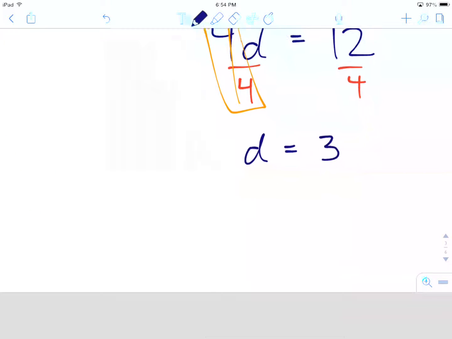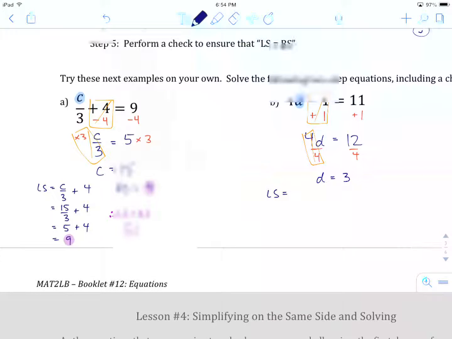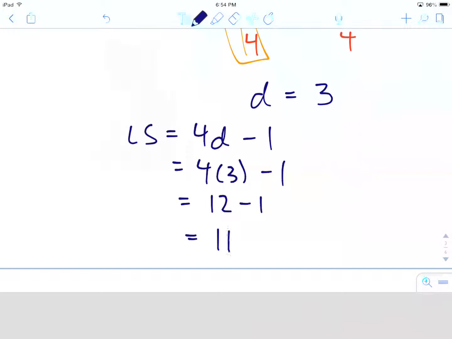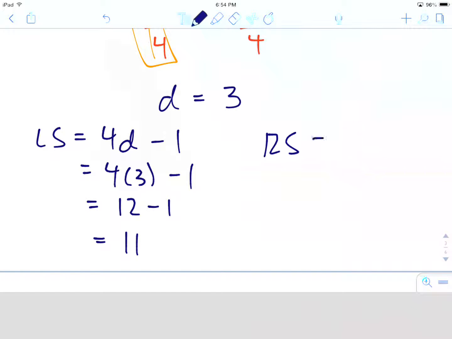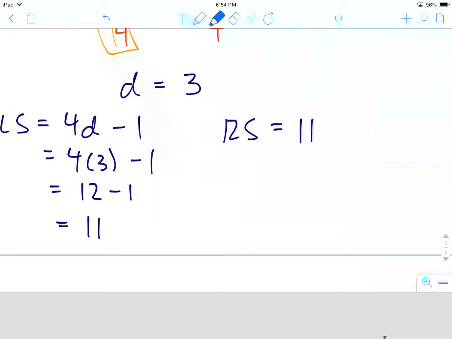So let's get a little check in here. The left side of our equation is equal to 4D minus 1. We're pretty sure that D is equal to 3, so 4 times 3 minus 1. That's 12 minus 1. That's going to equal 11 on the left side. The right side is equal to, we'll go up and have a peek at it, it's also equal to 11. So we're taking a look. 11 on the right side, 11 on the left side. Therefore, the left side equals the right side.